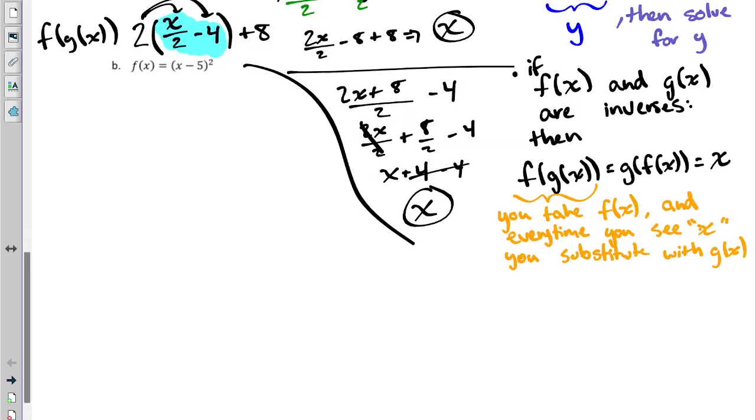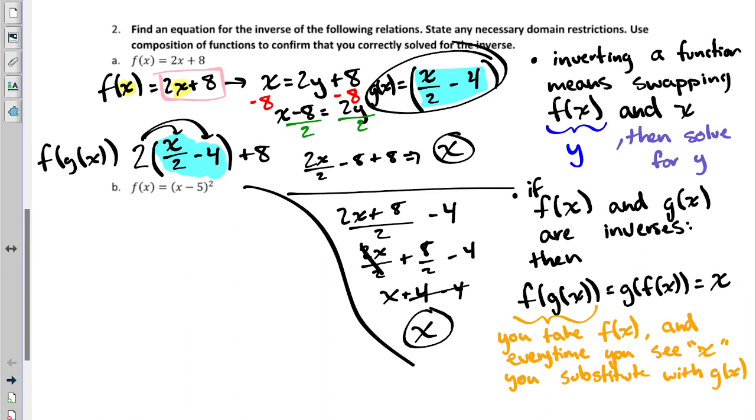All right, let's try this one. First step, I have to invert the function, meaning swap x and y. Let's replace this with y real quick, but we're going to go back in a second. So here's my function. To invert it, I have to swap x with y and y with x. And now I need to solve for y. The only way to do that is to cancel out this square root, meaning I have to take the square root of both sides.